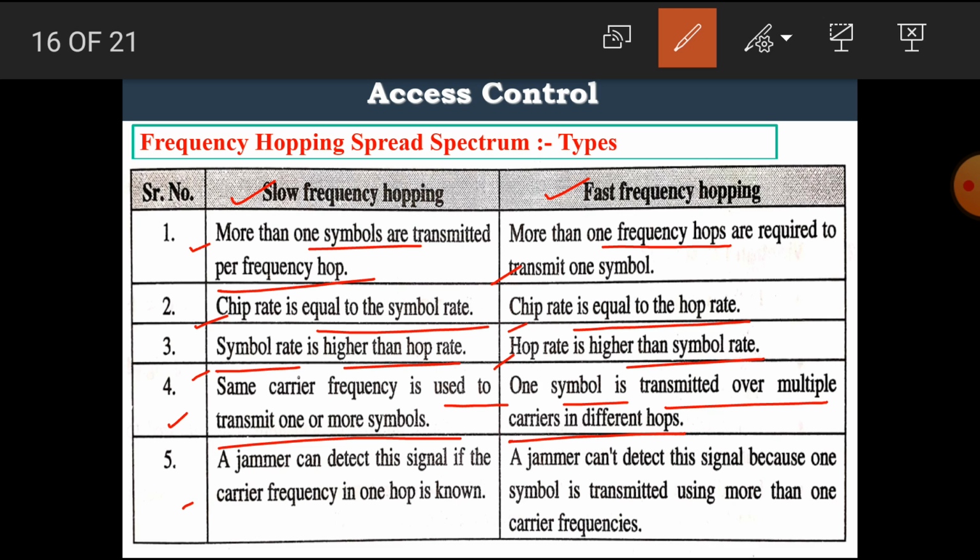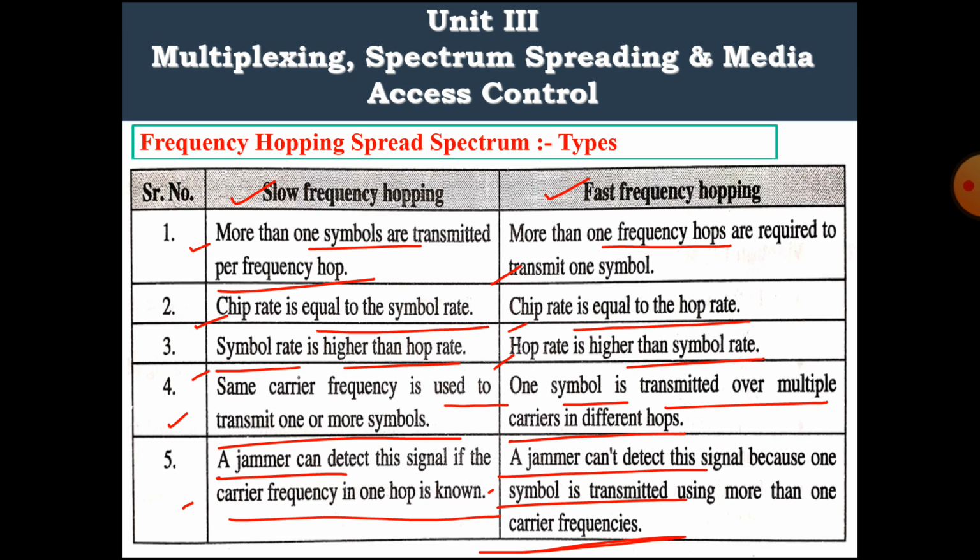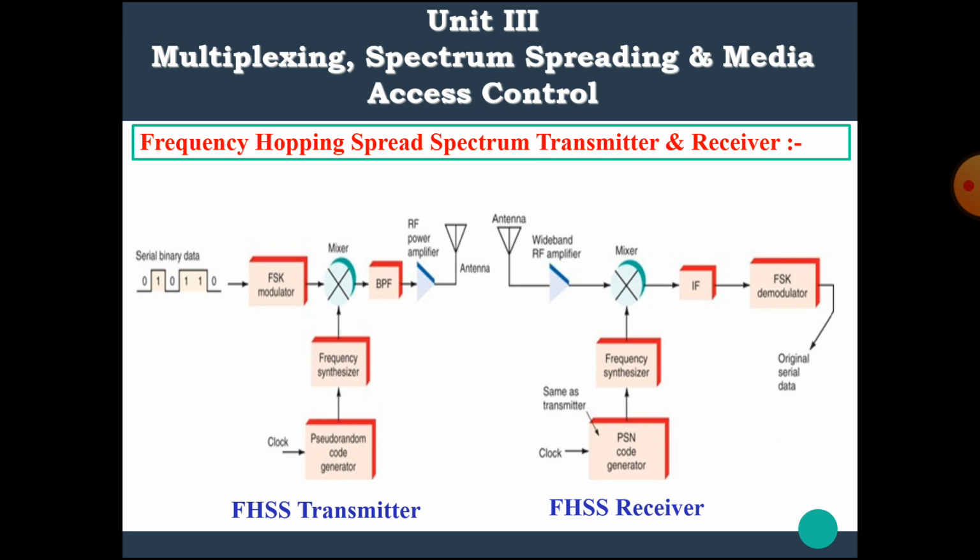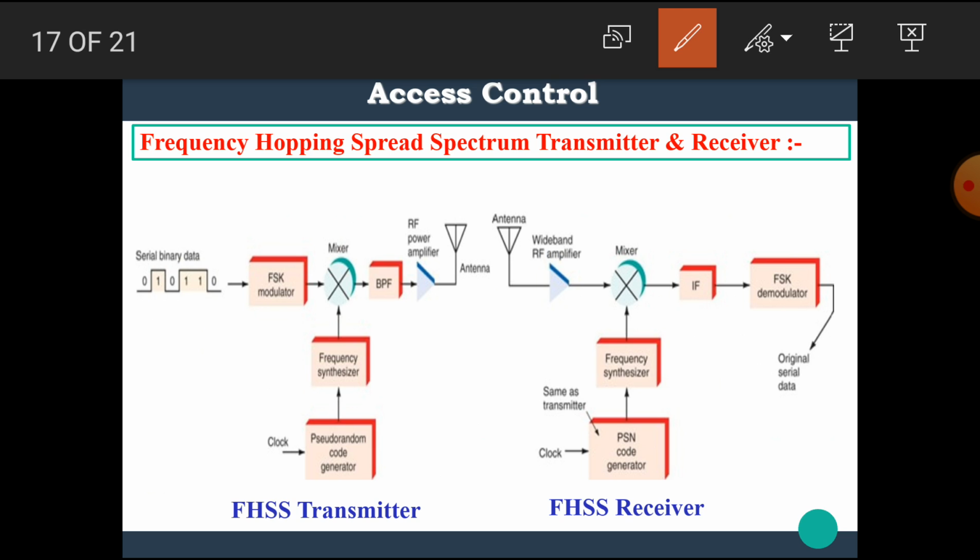In slow frequency hopping, a jammer can detect this signal if the carrier frequency in one hop is known. In fast frequency hopping, the jammer can't detect this signal because one symbol is transmitted using more than one carrier frequency. Okay. Now let's see the transmitter and receiver of frequency hopping spread spectrum once again.